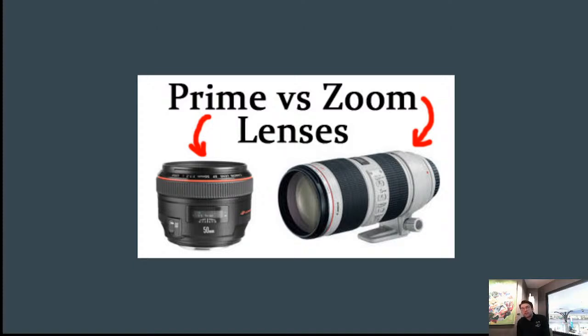Now, there are other lenses that have a 2.8 continuous throughout the entire lens. And that's typically what you're going to see when it comes to the zoom lenses, is a 2.8 or higher.